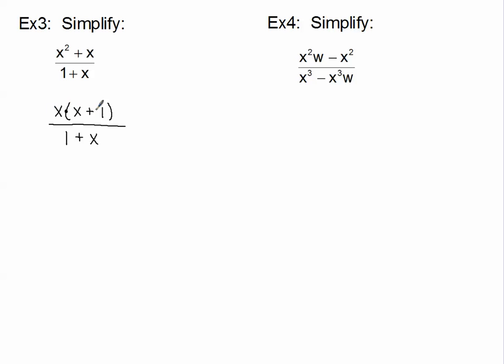Are any of those factors in the denominator? And you say yes. It might not look exactly the same, but x plus 1 and 1 plus x are indeed the same thing because you can flip around a plus sign. That's the commutative property that says I can do that. These factors will go away. The only thing remaining is the x that's in the numerator.